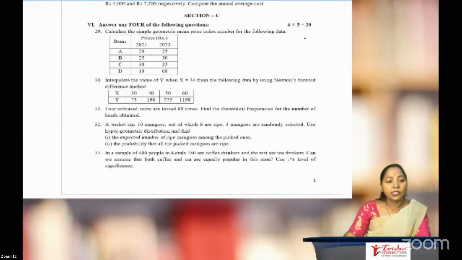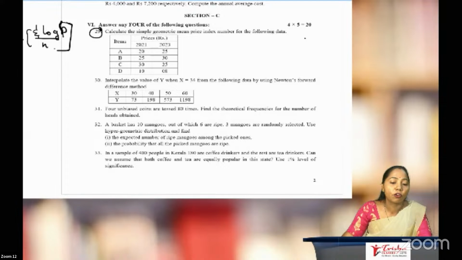Then section C, question number 29. Simple geometric mean index number. What is the formula to find simple geometric mean index number? It is anti-log of summation log P by N. So this is our formula.